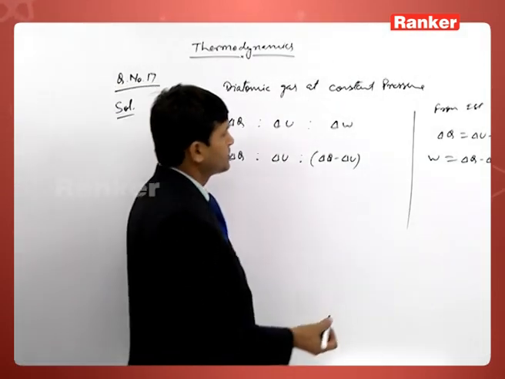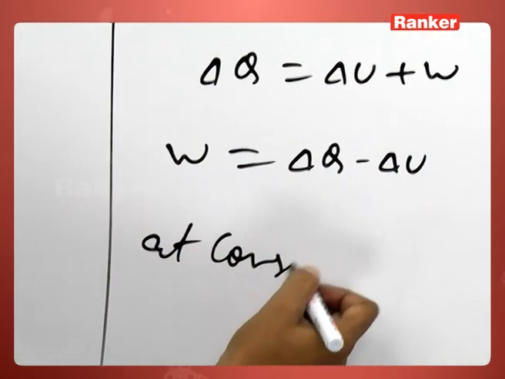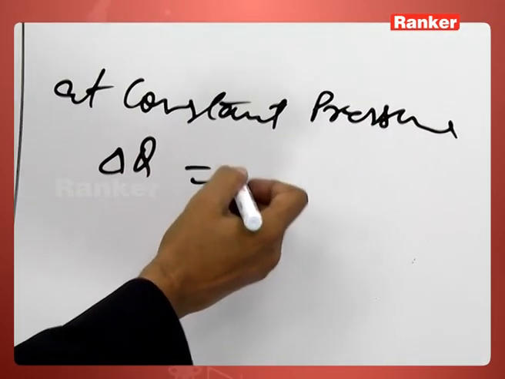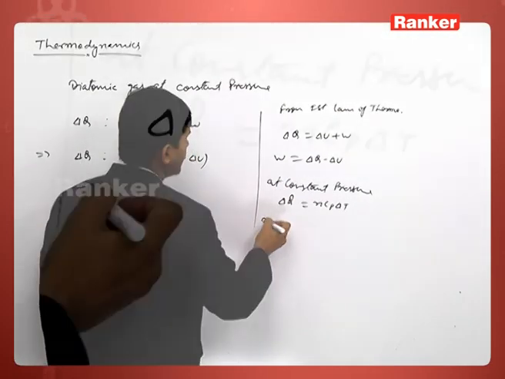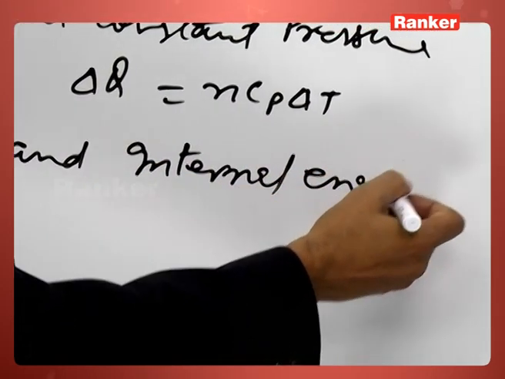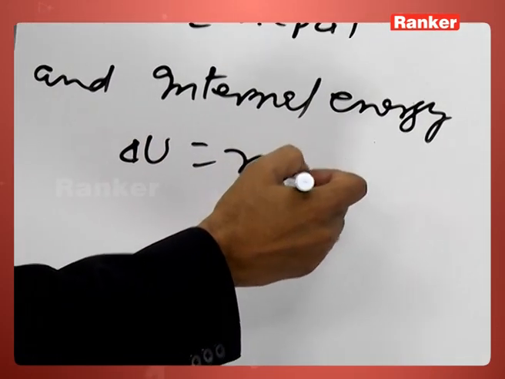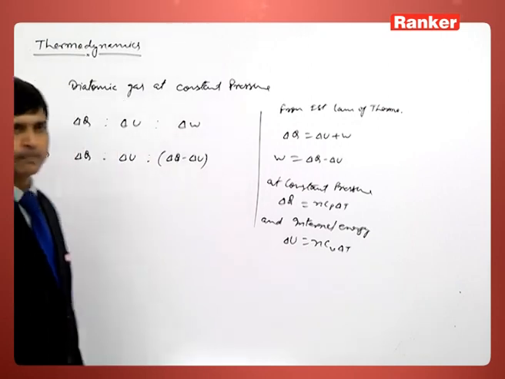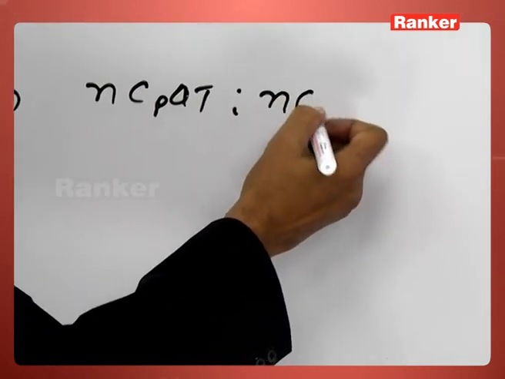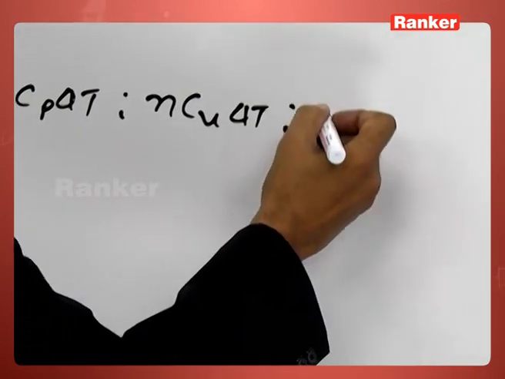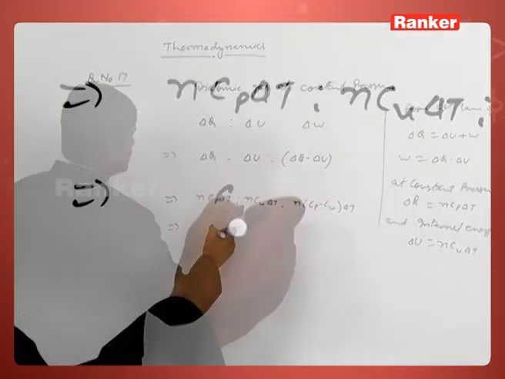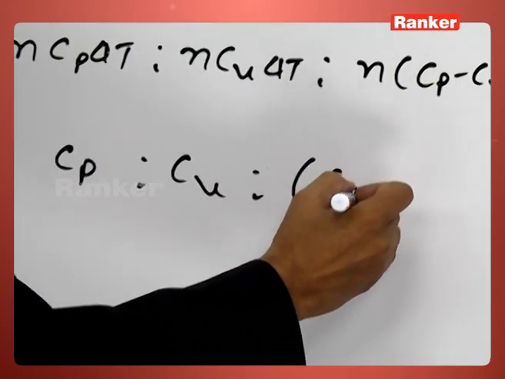And at constant pressure, delta Q is always n Cp delta T, and internal energy delta U is always written as n Cv delta T. See here, that can be written as n Cp delta T : n Cv delta T : n (Cp minus Cv) delta T. So Cp : Cv : Cp minus Cv.